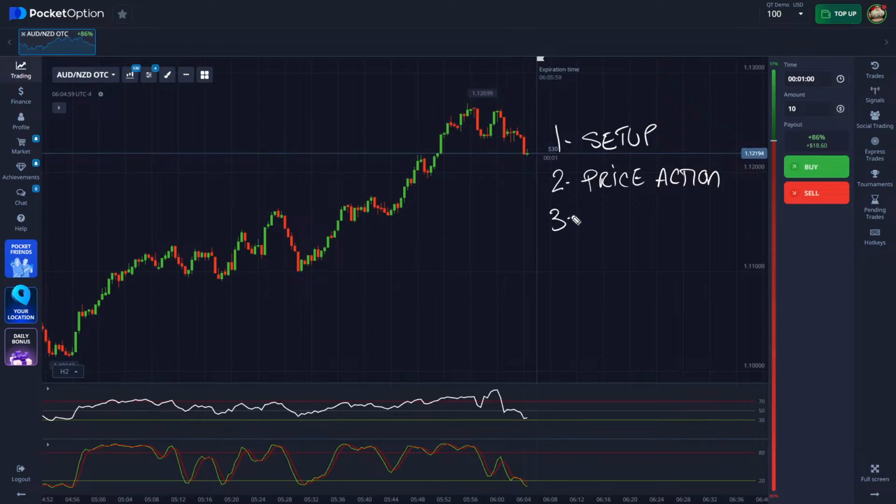The third point is structural confirmation, that I like to call. These are the confirmations that Dr. Grant talks a lot about. Round levels, a trend line, common points of rejection. These are your structural confirmations that you do need to take into consideration.